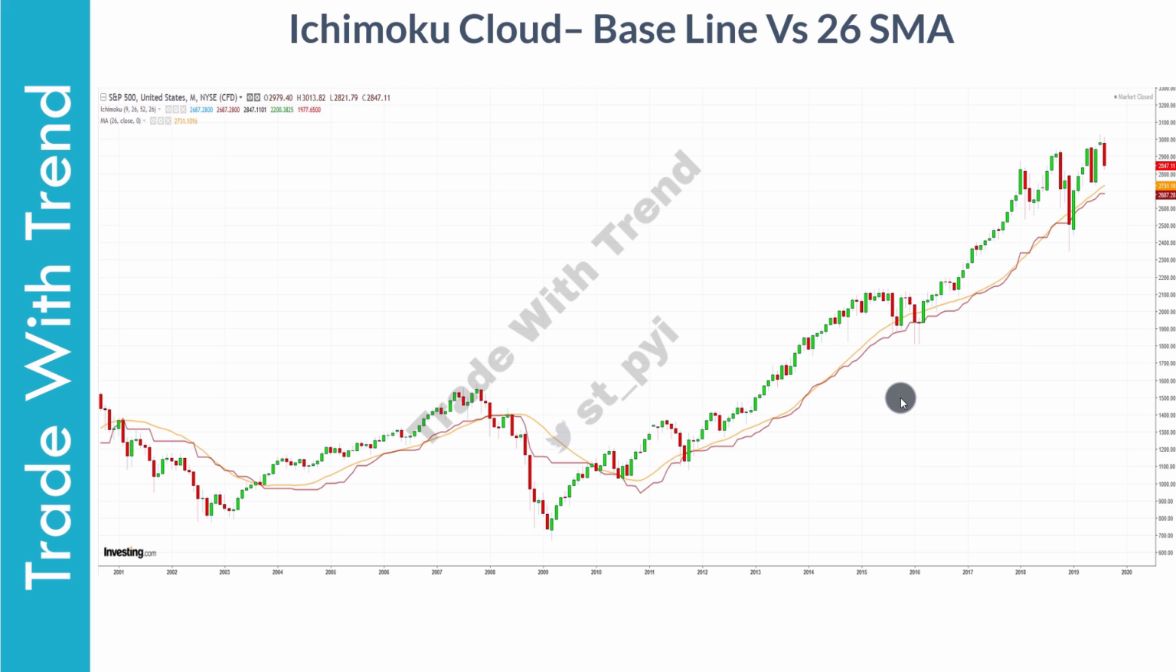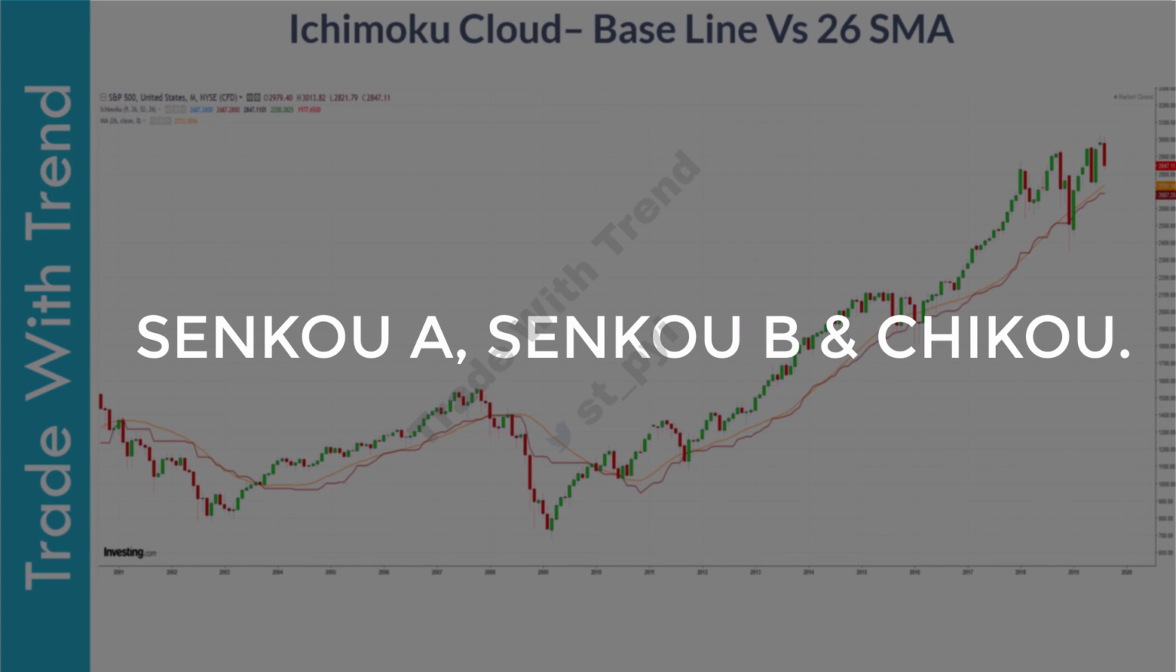So now that we have understood the base and conversion line, that is Kijun and Tenkan, let us now understand the remaining three components of Ichimoku clouds, that is Senku A, Senku B and Chikou. Now do note here that I am not familiar with the Japanese form of pronunciation, so in case I am pronouncing these things wrong, kindly excuse me for that.